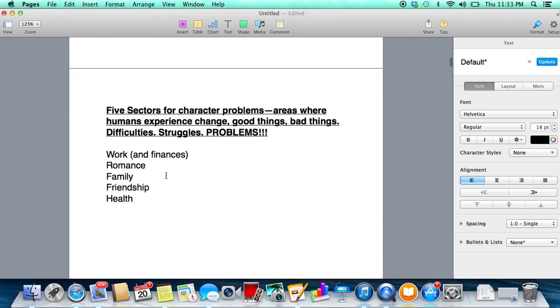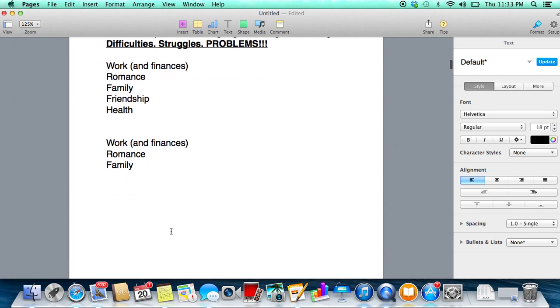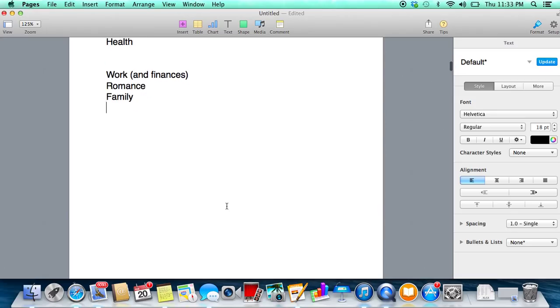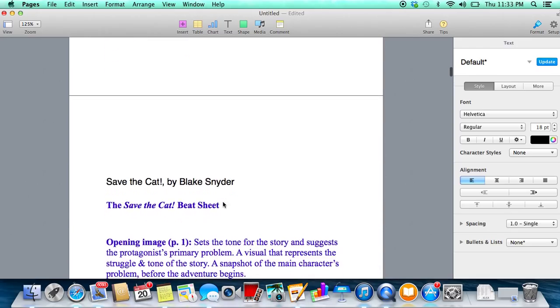So usually I pick somewhere between 3 to 4 sectors for a character to have to overcome something. In this case, I chose work, romance, and family. So this is where Kate will have problems and where she will ultimately overcome and become a better person. Through these problems, she'll become a better person.